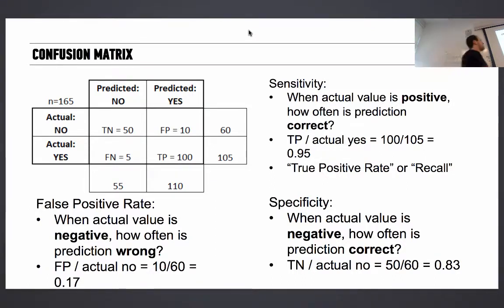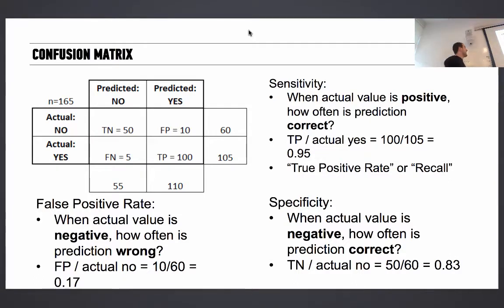Sensitivity: when the actual value is positive, how often was the prediction correct? So now we're only looking at the times when people had the disease. So actual positives is the second row. So of those 105 people, how often was it right? 95% of the time, also sometimes called recall rate or true positive rate. Sensitivity, all the same things, different words.